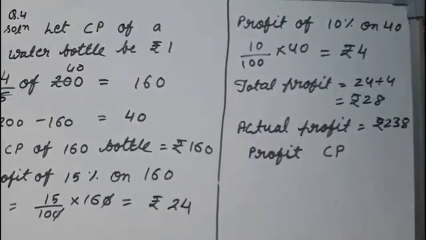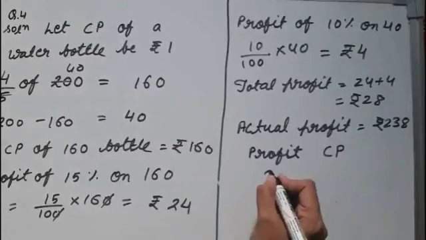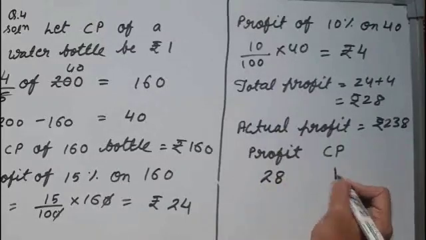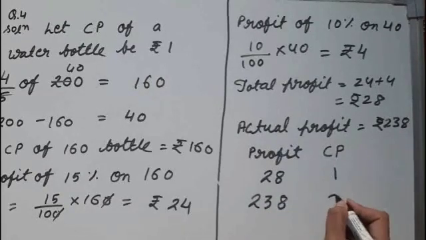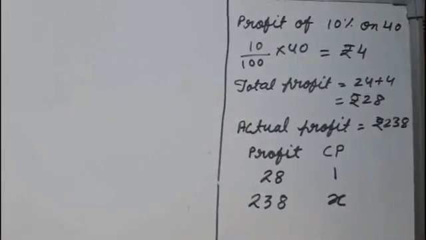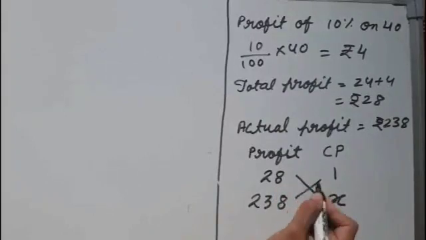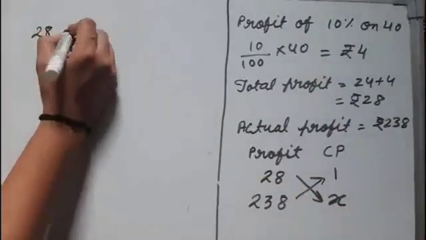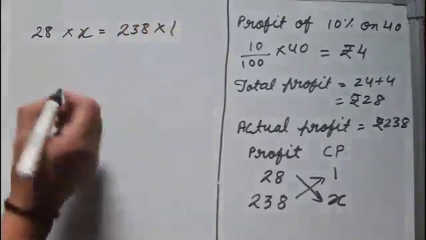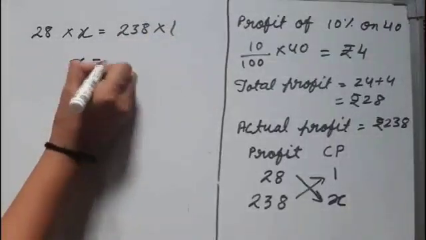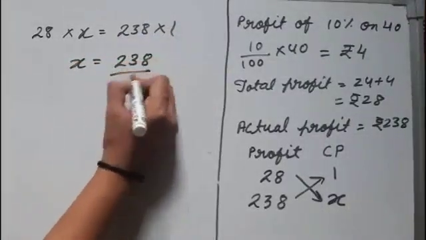Now we are arranging a table here for finding the unknown cost price. So when profit is of rupees 28, cost price is 1. And when, according to the question, profit is of rupees 238, we are assuming cost price here X. Now we will solve this table by cross multiplication method. So 28 into X is equal to 238 into 1. So from here we will find the value of X, 238 upon 28.